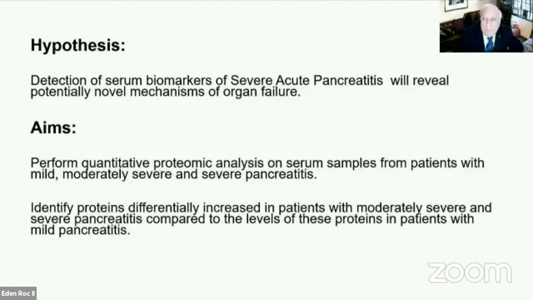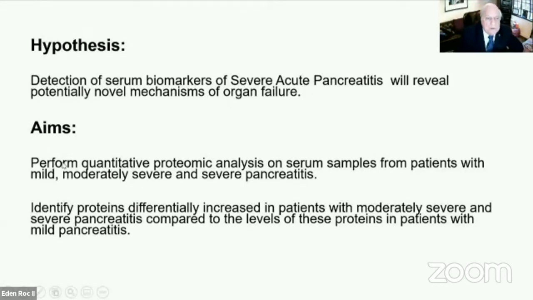So with that in mind, and also trying to understand better what the mediators of organ failure are, we developed the following hypothesis, and that is that detection of serum biomarkers of severe acute pancreatitis will reveal potentially novel mechanisms of organ failure.